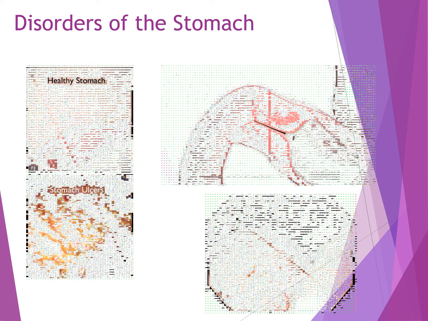Here we can see the lovely stomach. This top one that you're looking at on the left is a healthy stomach, and then if we look right below that, you can see a stomach with a bunch of ulcers there. And then the top right, we see this very narrowed pylorus. So X marks the spot of the stomach.